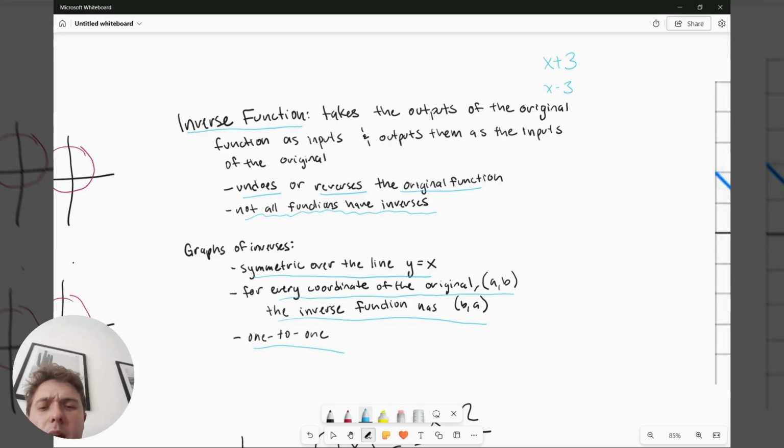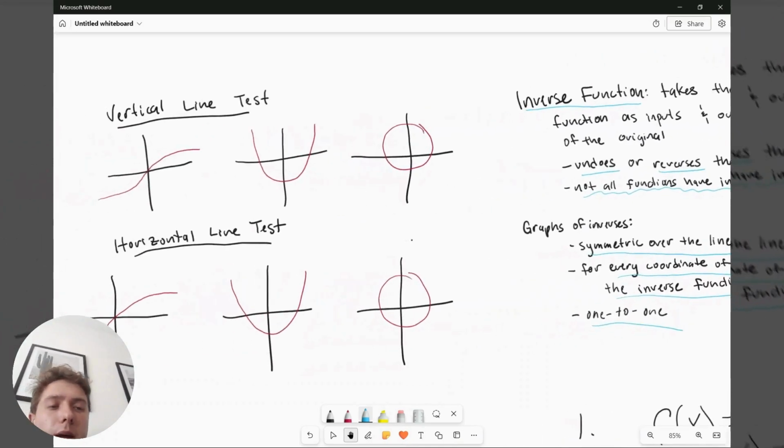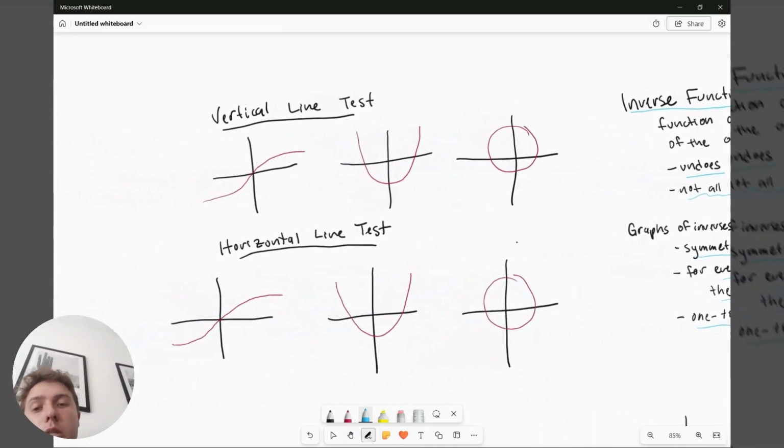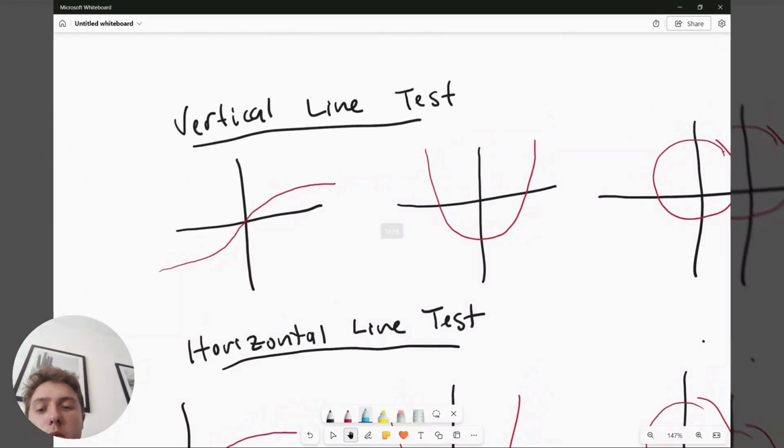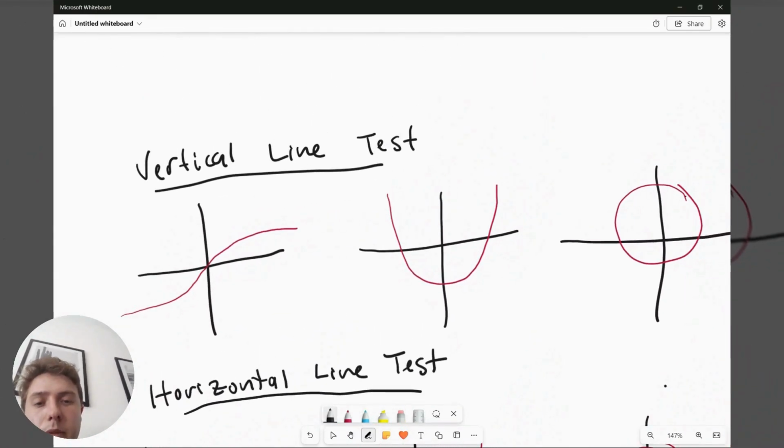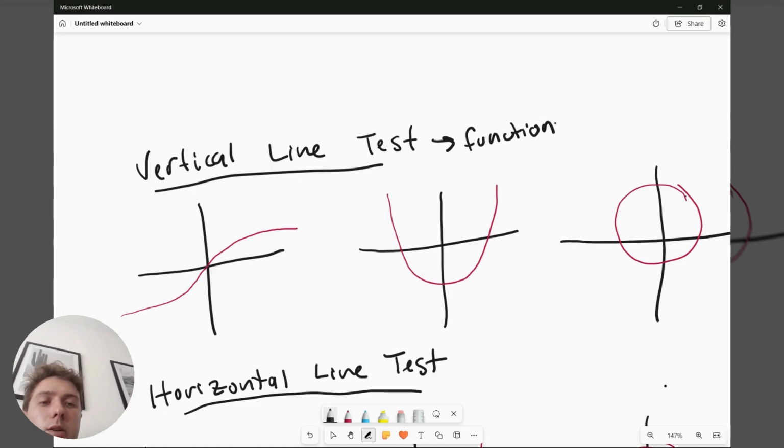Well, there's some ideas here that we don't necessarily know or have talked about recently, so let's break some of these ideas down. Let's talk about what's called the vertical line test as well as the horizontal line test. The vertical line test is a method used to determine if something is a function. Okay, so is something a function? Well, you have a vertical line.